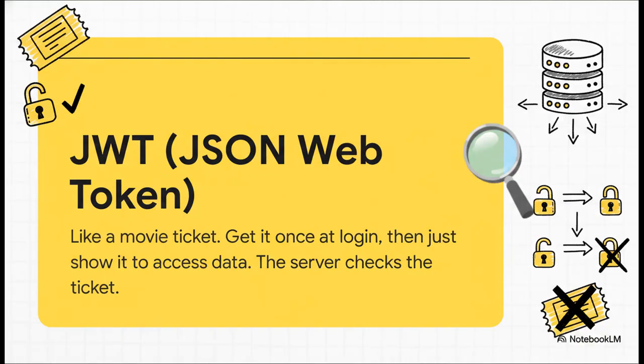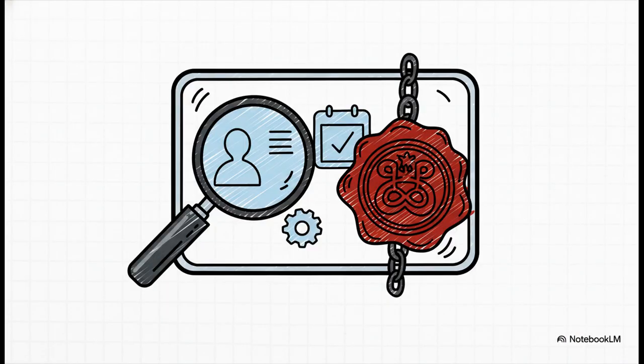And the movie ticket analogy is just perfect. When you log in correctly, that's like buying your ticket at the box office, the server hands you a JWT. From that point on, every time you want to do something, like go into the theater, you just show your ticket. The server just glances at it to make sure it's a real, valid ticket. That's it.